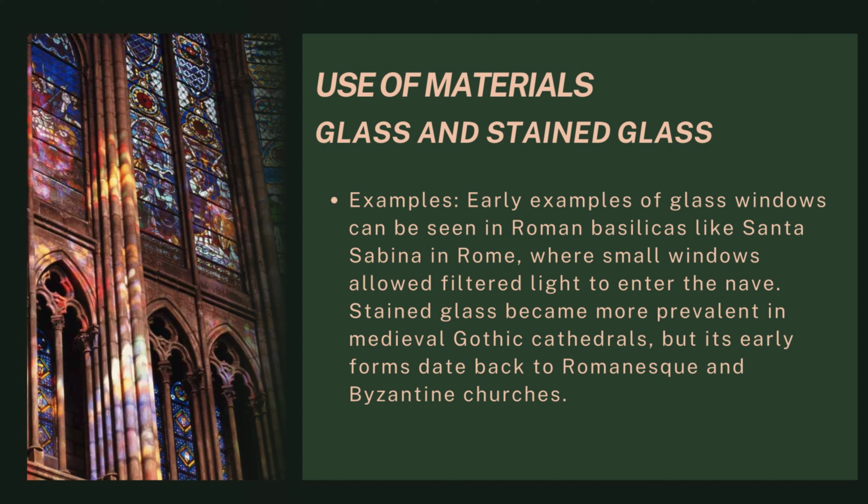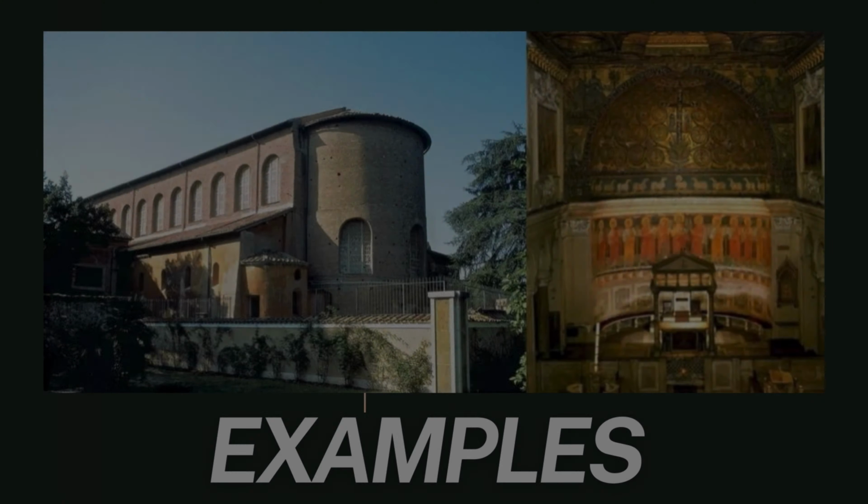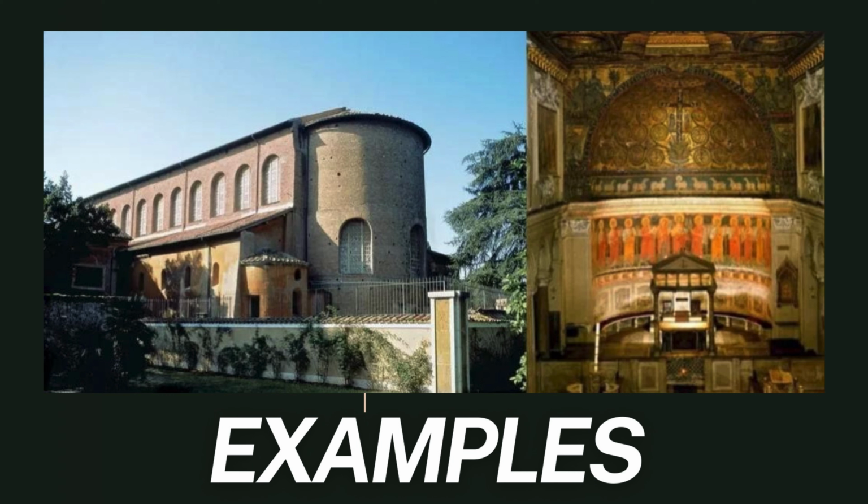The use of these materials in early Christian architecture not only served practical purposes but also conveyed theological meanings and contributed to the visual richness of sacred spaces. They reflected the evolving needs and aspirations of Christian communities as they sought to express their faith through enduring architectural forms. Let's dive into its examples. Certainly, there are specific examples of early Christian architecture that highlight the use of materials and their significance.